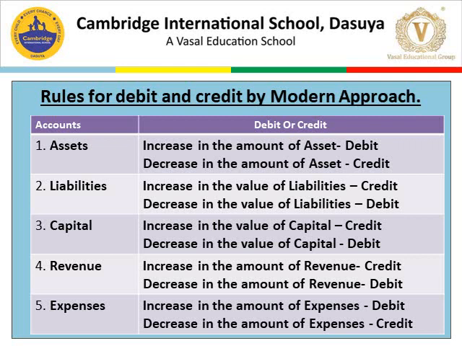Number five, expenses. Increase in the amount of expenses, debit. Decrease in the amount of expenses, credit. So this is the modern approach and the rules for debit and credit by modern approach.